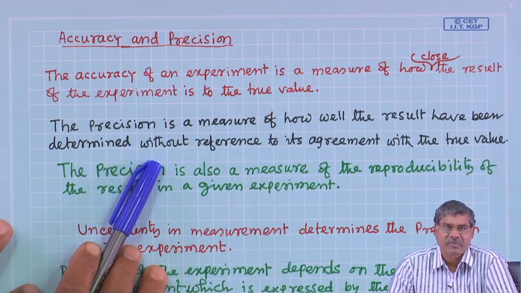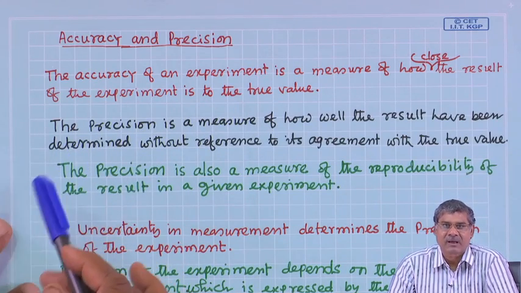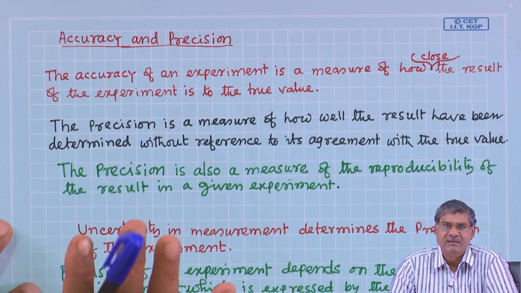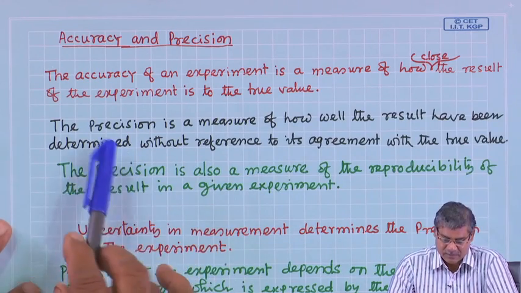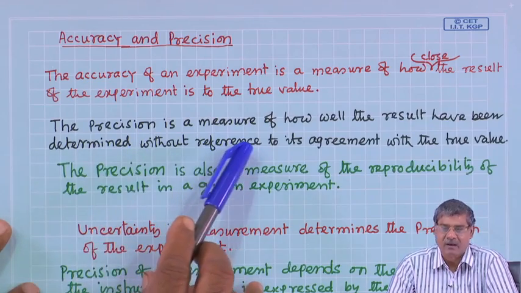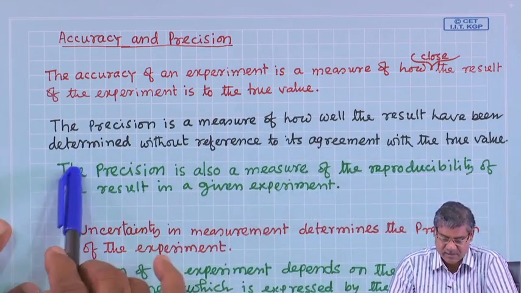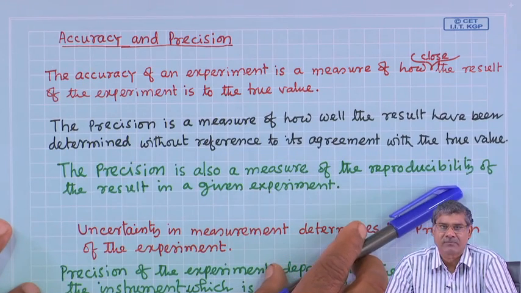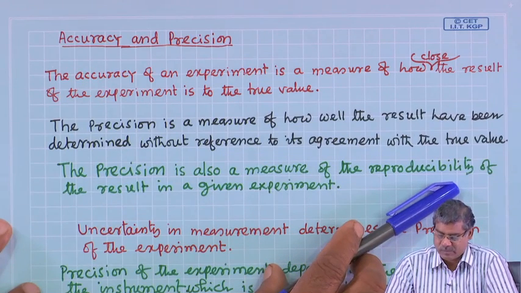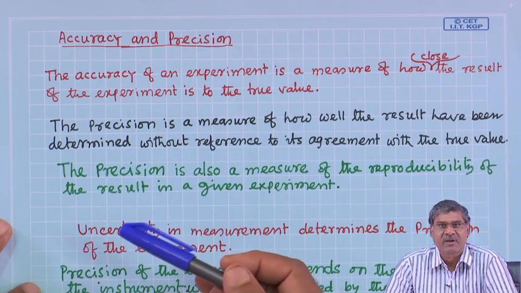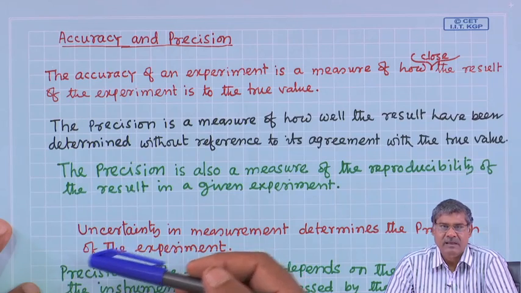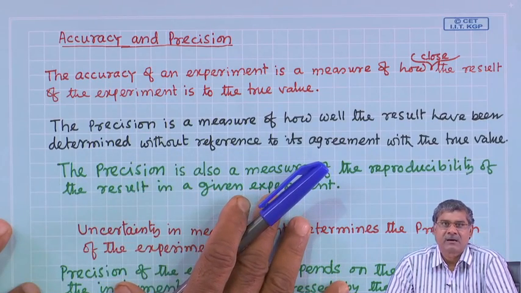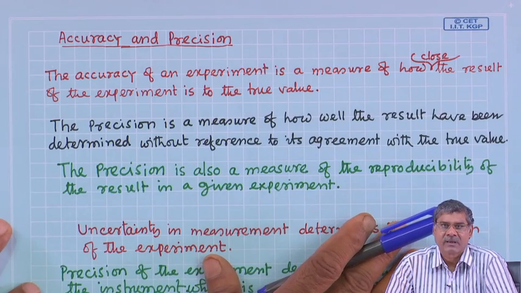Then what is precision? We usually say we have to measure precisely, our instrument is very precise, and we did the experiment very precisely. What does it mean? The precision is a measure of how well the results have been determined, without reference to their agreement with the true value. You did the experiment very carefully, that is called very precisely, without bothering about the agreement with the true value.